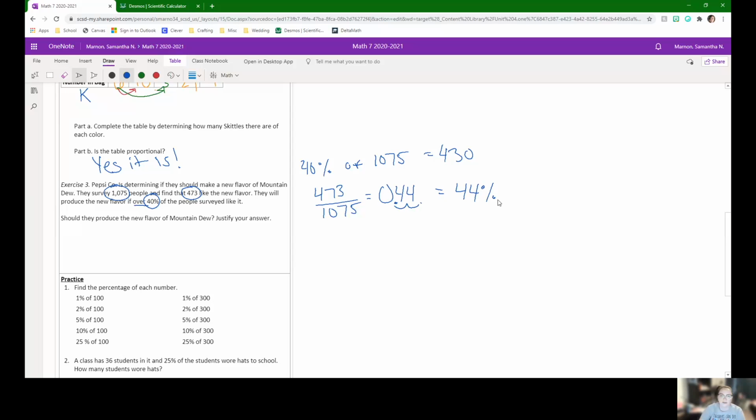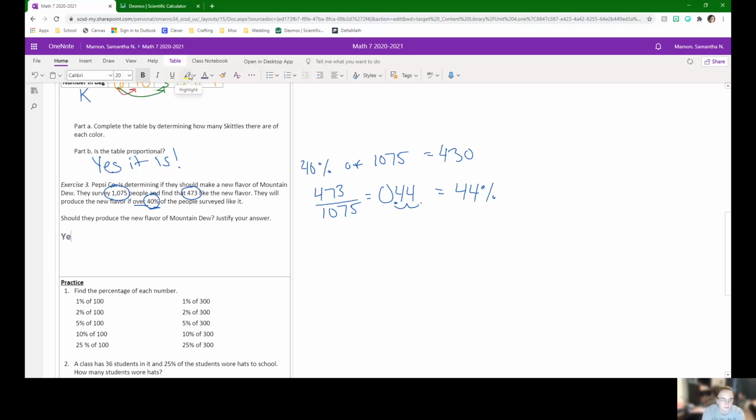So this is saying 430 people liked it or 44% liked it. Either way, it's going to meet and go over that 40% rule. So should they produce the new flavor of Mountain Dew? So based on what we got, yes. That is our claim. They should make the new flavor.